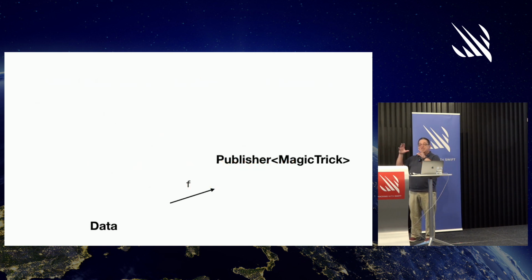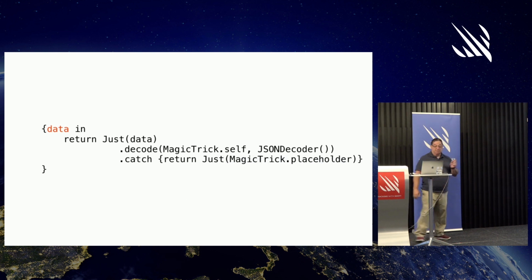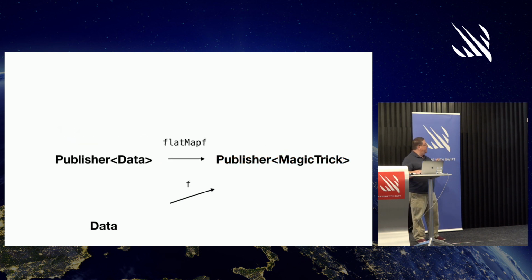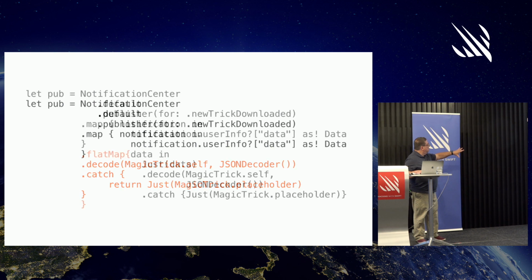What I want to do is not take data and not do anything with it. If you give me data, I'm going to return a new publisher no matter what, whether it's successful or it's not successful. And so what I'm going to do is take data and return a wrapper, a publisher around that data, and then decode it. And if anything goes wrong, then I'm going to return this wrapper around this placeholder. You go, well, that looks a lot like before. It does, except this time we're going to use flatMap. And so instead of just doing it once, we're going to do flatMap.